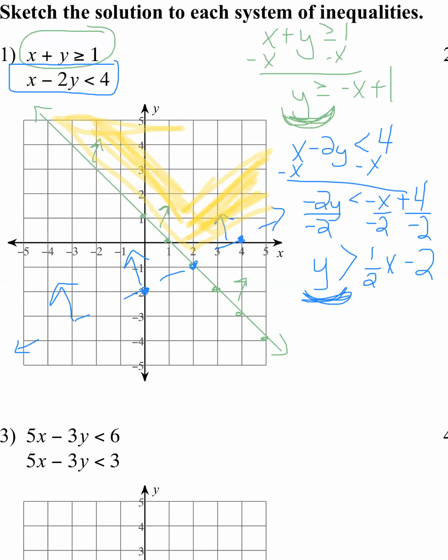So this region is above the green and above the blue. What I could do, if I wanted, is take any point that I've just shaded over, any ordered pair, and plug it into both original inequalities, and it should work out no problem. Okay, so let's go ahead and move on to number 2.